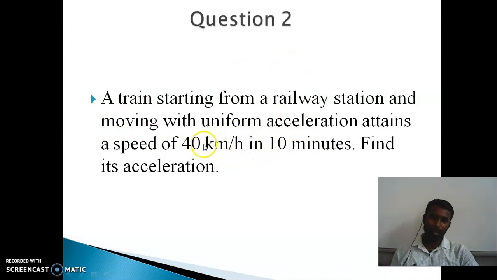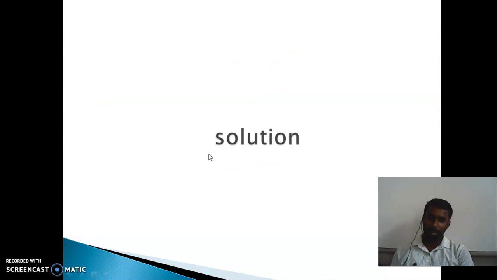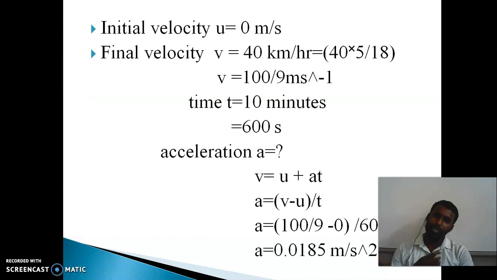So kilometer per hour you have to convert into meter per second. So the solution here: initial velocity u equal to 0 meter per second and final velocity v equal to 40 km per hour. So 40 into 5 by 18. Why do we have to multiply by 5 by 18? I already said in the previous class. Because 1 kilometer equal to 1000 meter, 1 hour equal to 3600 second. If we cancel the last two zeros, 10 divided by 36. If we simplify 10 divided by 36, 5 by 18 will come.